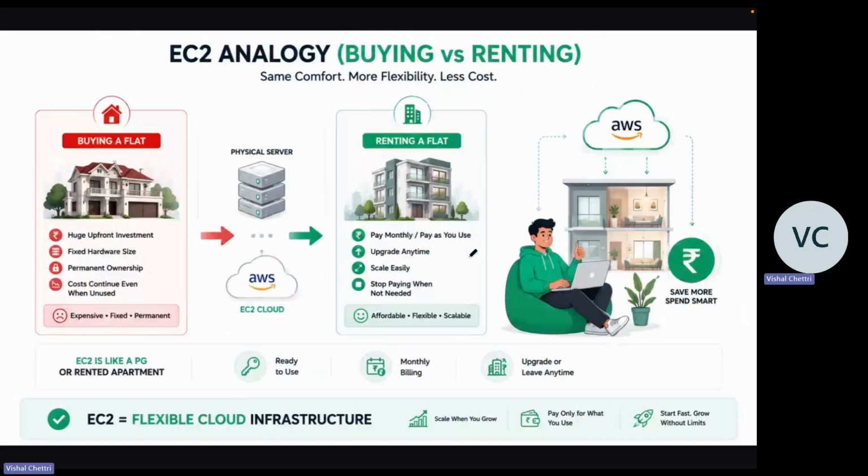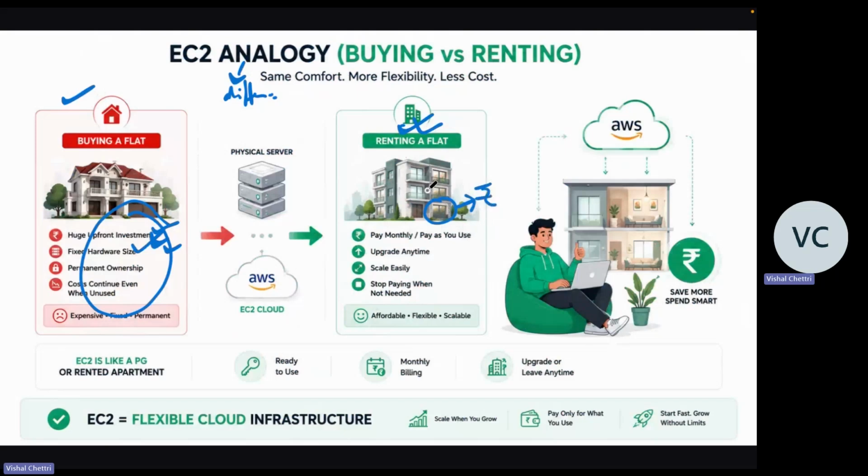Let's understand with a simple analogy. Analogy means like a comparison. So here is the analogy. Suppose you are buying a flat. When you buy a flat, you pay a huge upfront investment, correct? You get a fixed size, and it will be yours forever whether you use it or not. But EC2 is not like buying, it is like renting a flat. You pay for the months you live in there. Suppose you are staying in this particular area, you pay only for this particular area.